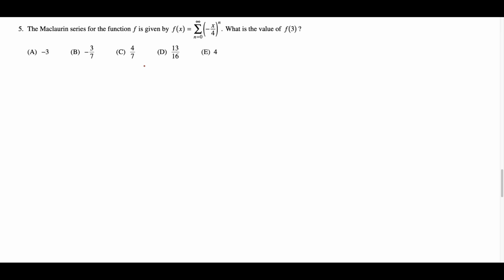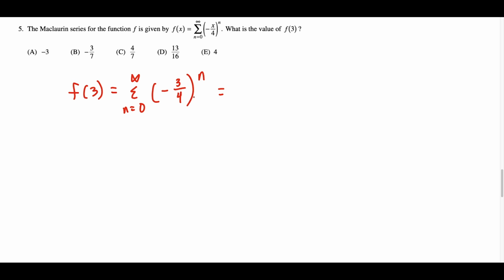Now for question 5, we want to evaluate f of x at x equals 3, where f of x is the Maclaurin series. So if we evaluate f of 3, the first thing we're going to do is we rewrite this series. We have a summation from n equals 0 to infinity, and instead of negative x over 4, we're going to have negative 3 over 4 because we're evaluating f of x at x equals 3. And this is being raised to the n power.